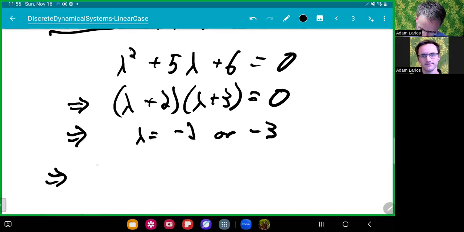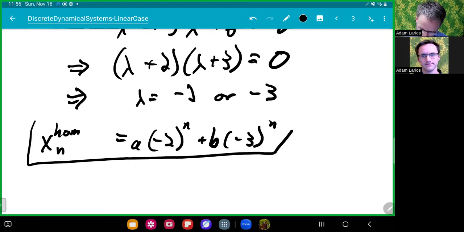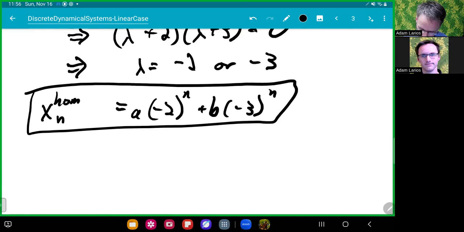And this tells us that our general solution x_n will look something like (-2) to the n plus (-3) to the n, with some unknown coefficients. But maybe we should be a little bit careful here. Let's call this x homogeneous, maybe x sub n with HOM up there. This is just the solution to the homogeneous part. Okay. Just as in differential equations, once we have a homogeneous part, we then look for a particular solution.